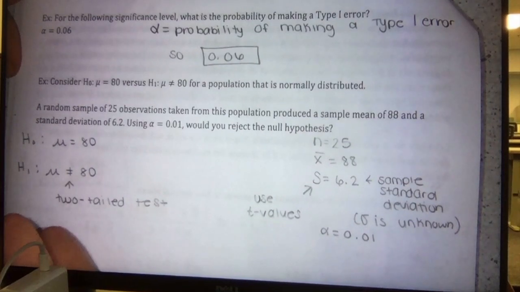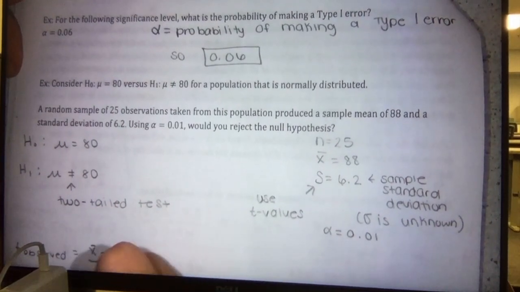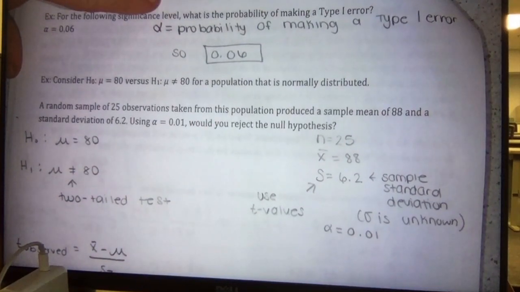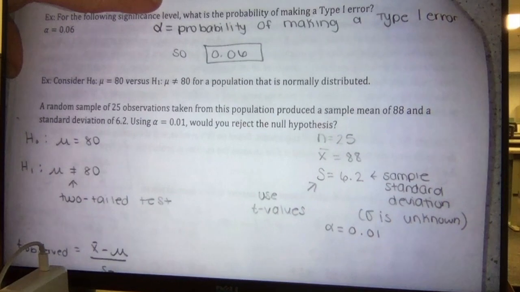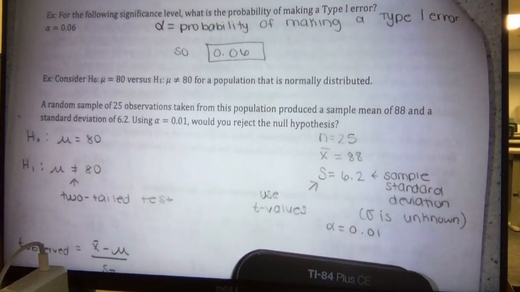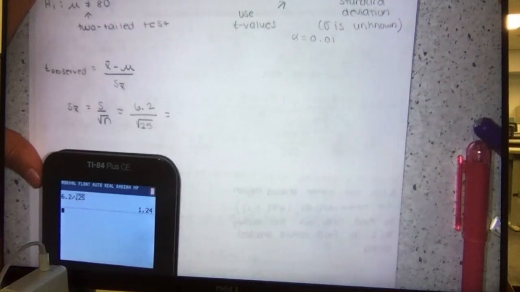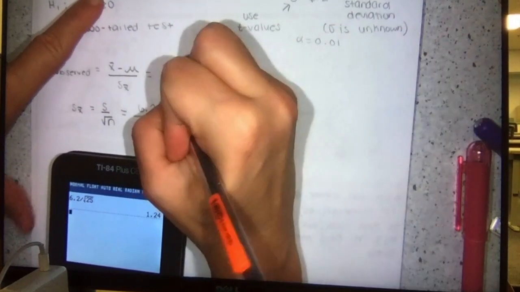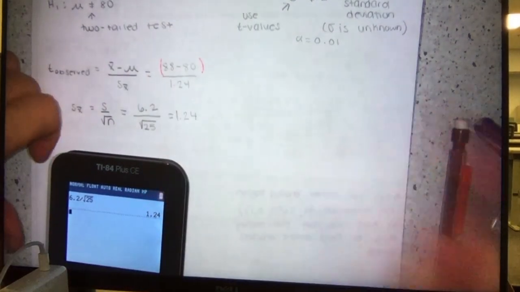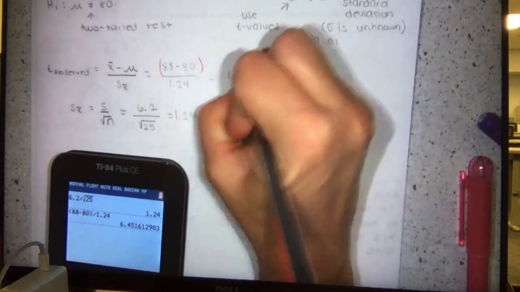So let's find our t observed, which is our x bar minus our mean all over our sampling standard deviation, which is our s over the square root of n. So 6.2 over the square root of 25, which in our calculator is 1.24. So our t observed is 88 minus our mu, which is 80, all over that 1.24. Again, make sure to put the top in parentheses. And we get our t observed is 6.4516.